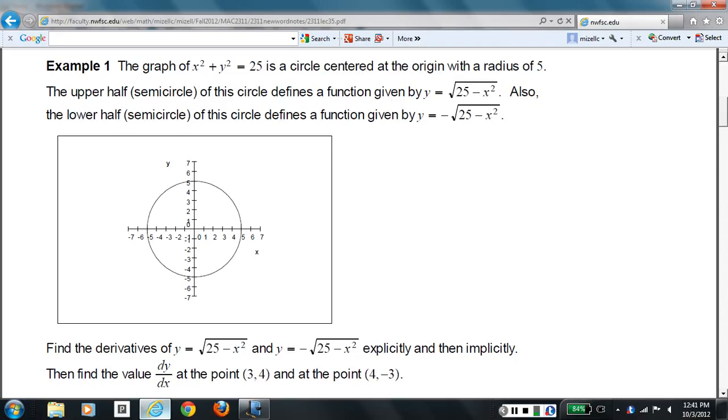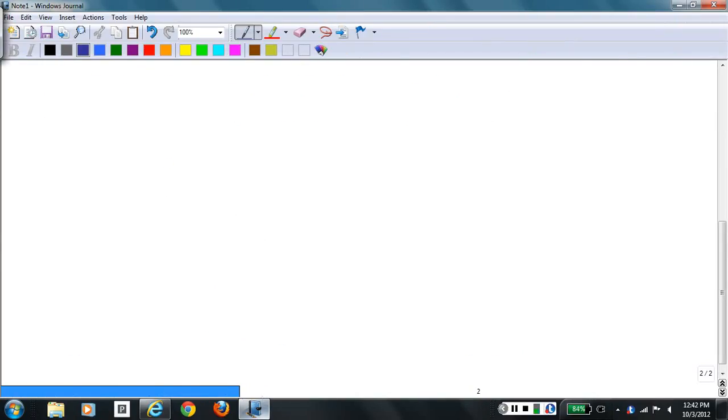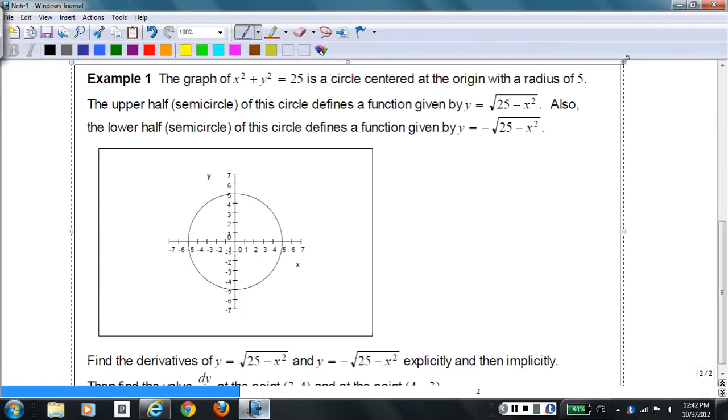First, we want to find the derivatives using the chain rule and the power rule that we've been using. Find them explicitly in terms of x, and then we'll go back to this original equation and differentiate implicitly and compare. See if we get the same answer. So first, the explicit derivatives. So nothing new just yet.